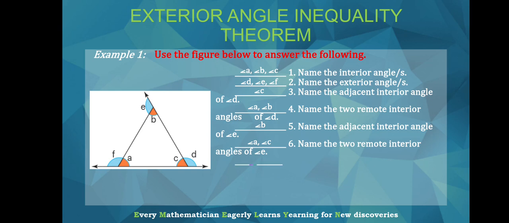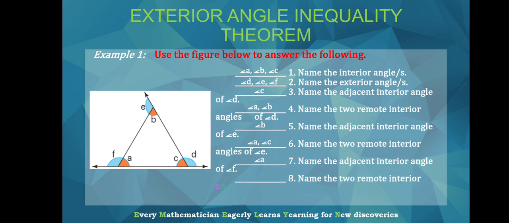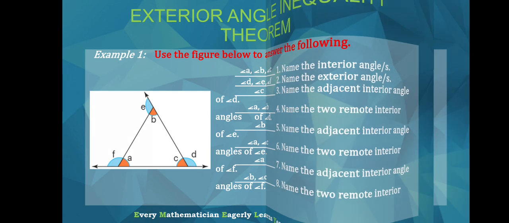Number 7. Name the adjacent interior angle of angle F. Answer, angle A. Number 8. Name the two remote interior angles of angle F. Answer, angle B and angle C.